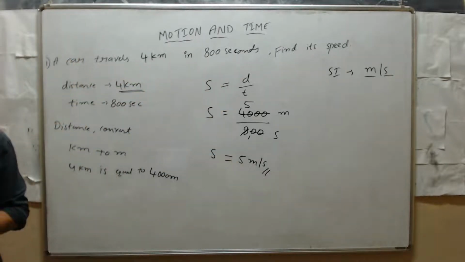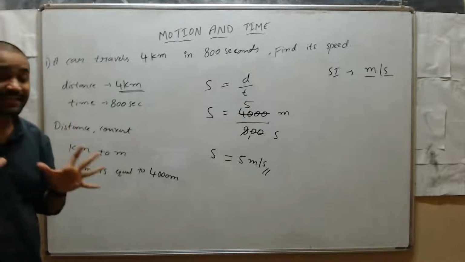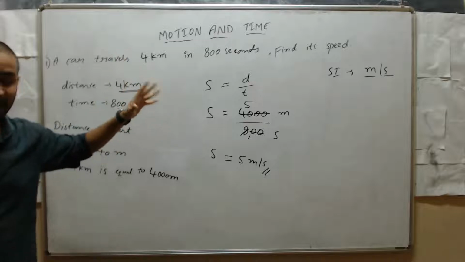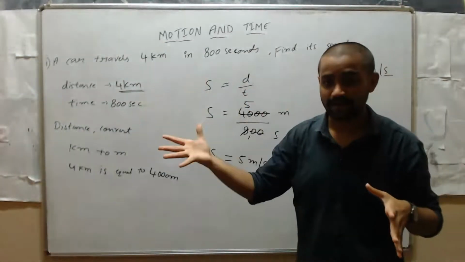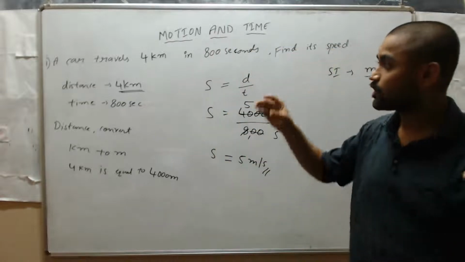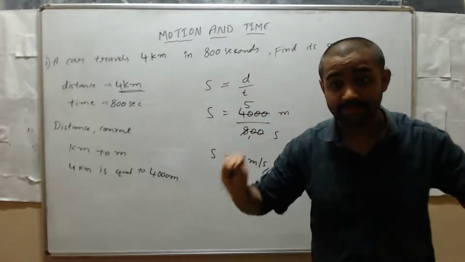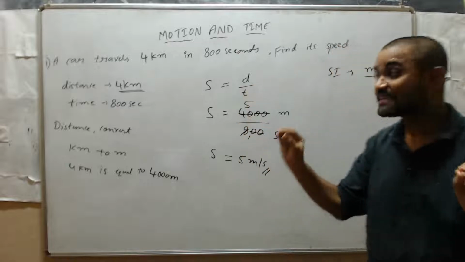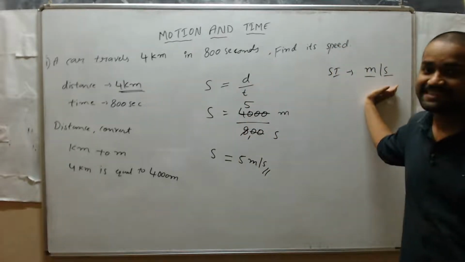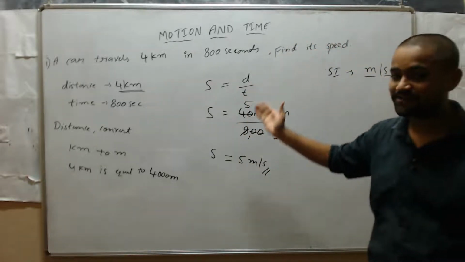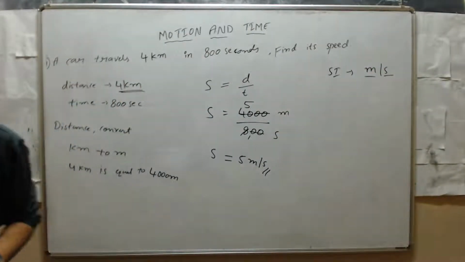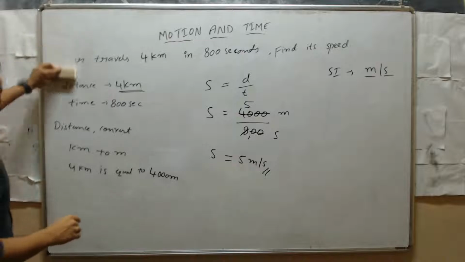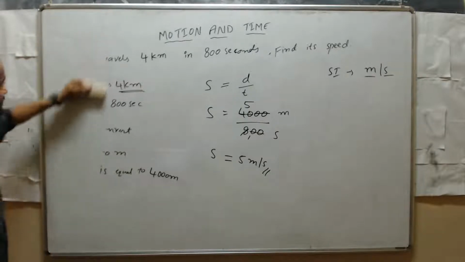Is it clear, students? So the first thing we have to concentrate on is the distance as well as the seconds: what he has given and what we have to convert to. Whatever it may be, kilometer, centimeter, whatever it may be, we have to convert that into meters and seconds. Then the speed will be correct. Then move to the next important concept.